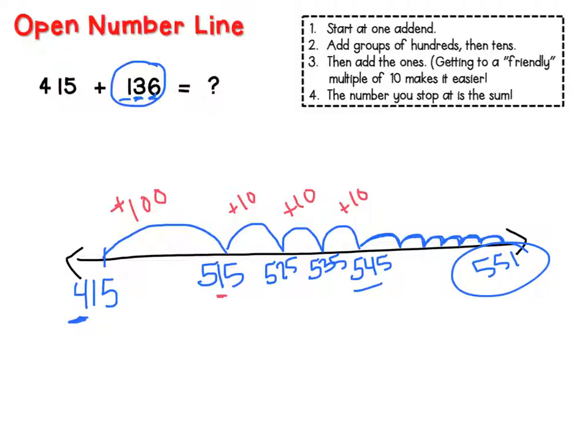The number I stop at, that's the sum. So I know that 415 plus 136 is equal to 551. At this point, I could stop and I could add it another way to check my work and make sure that the sum is correct.